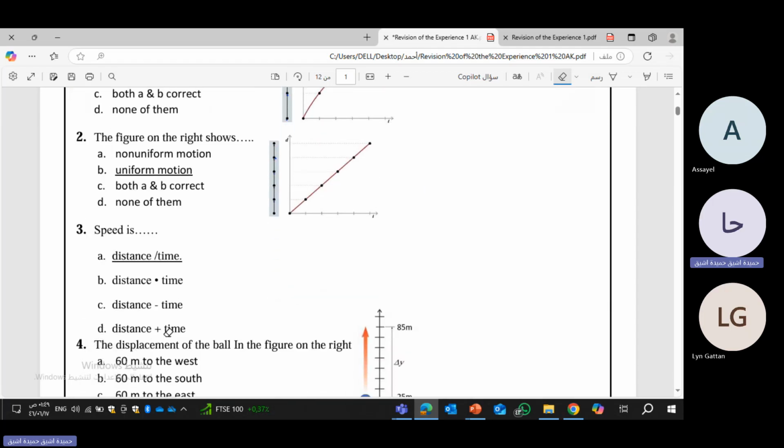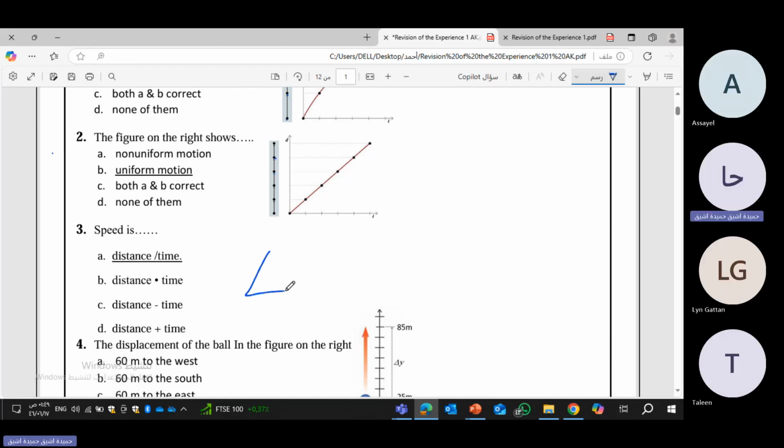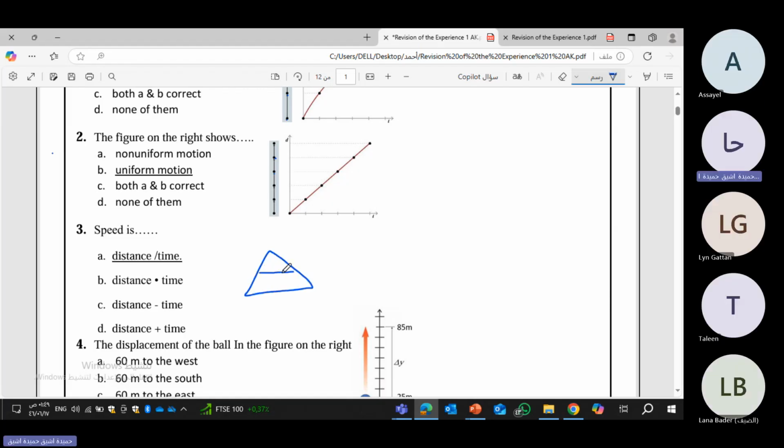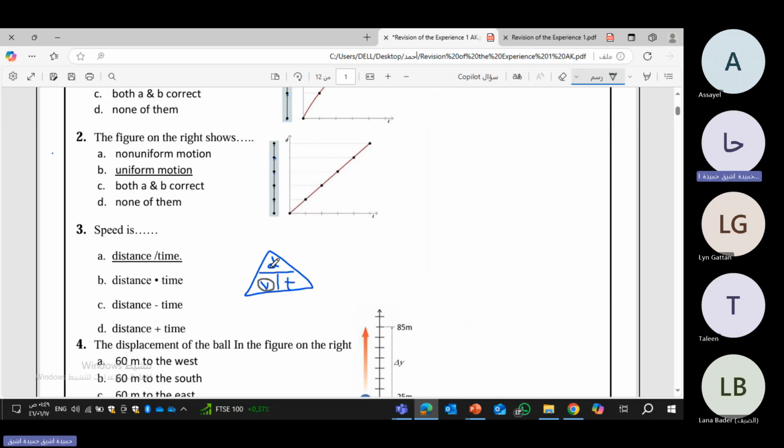Then the third one, the formula of speed. Speed equals what? We already know. We have this triangle. Speed or velocity equals distance over time. So which one is the correct for the speed? It will be A, distance over time. So you have to memorize this triangle. When you want to find velocity, it's displacement over time, but if I said speed, you will say distance over time. This is as a fraction. So distance over time. Okay.